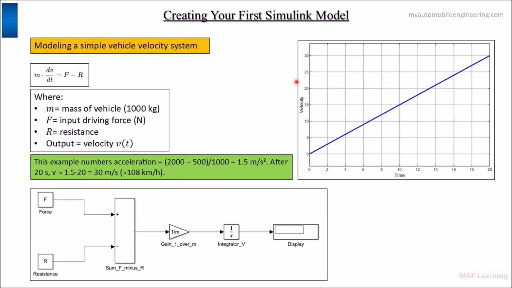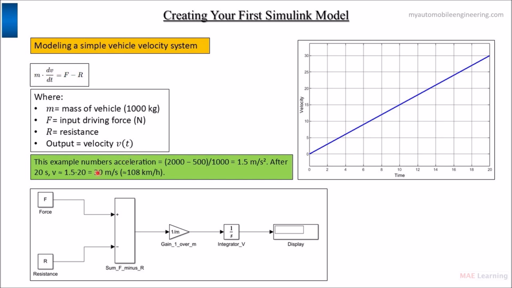So what are we modeling? We want to model how fast a vehicle goes by using this formula, m dv/dt = F - R, where m is the mass of the car, let's say 2000 kg. F is the driving force, for example from the engine or the motor. R is the resistance, which can include air drag or friction. And the output is the velocity v(t), which means the speed of the car at every time.